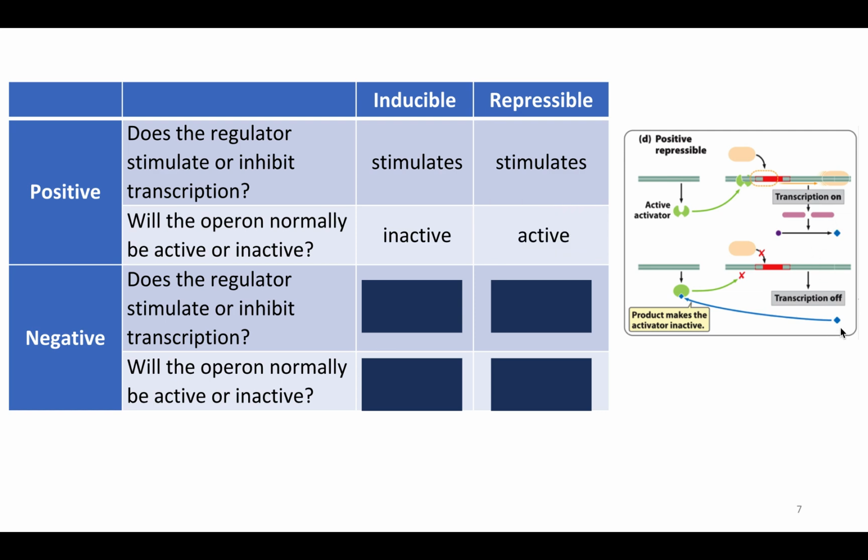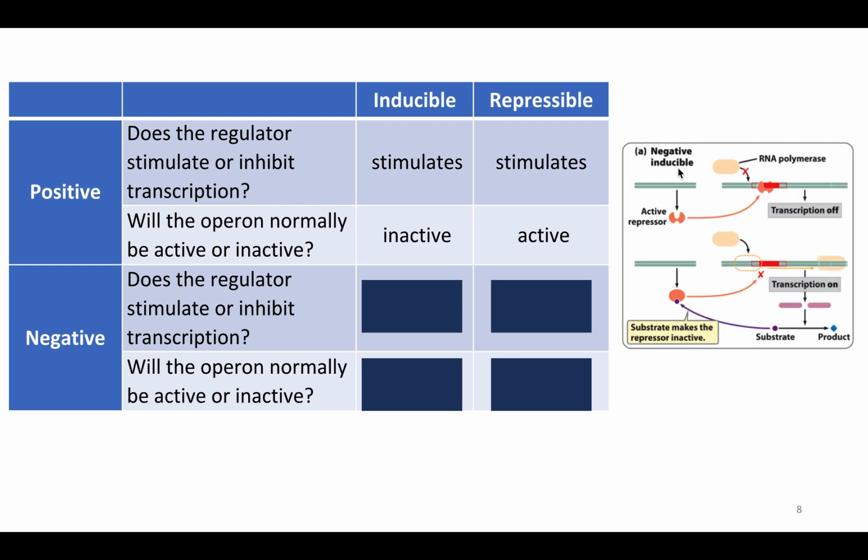So here we see that with the repressible operon, or specifically positive repressible, the signal will bind to the activator and make it inactive. It will make the activator inactive so that the activator can no longer do its job. It can no longer bind to that operator. And because it can no longer bind to the operator, transcription is turned off, because that activator is what would stimulate transcription to happen. But since it's inactive now, it can't do its job. It cannot stimulate transcription. So we have transcription being turned off here.